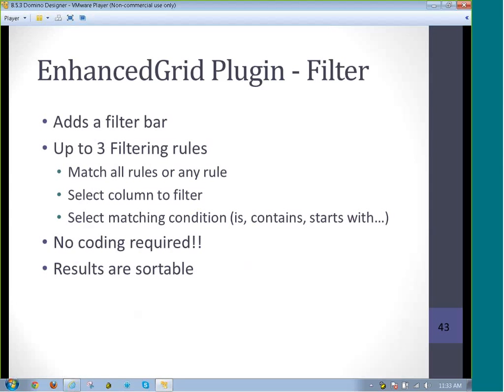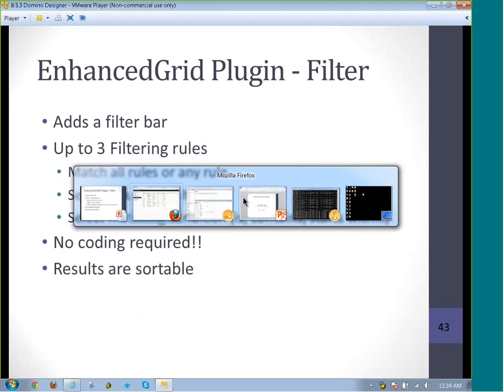Next plugin I want to talk about is Filter, which I think is far and away the most useful plugin that's available. This plugin is going to add a filter bar to the grid. It gives you a pop-up that lets you enter up to 3 filtering rules, where the user can select a column and a matching condition, like the data it starts with or ends with, and you can add up to 3 of those rules, and it will filter the grid data for you. There is no coding required whatsoever, which is pretty incredible, and you can even sort the results. So let's take a look at how this works.